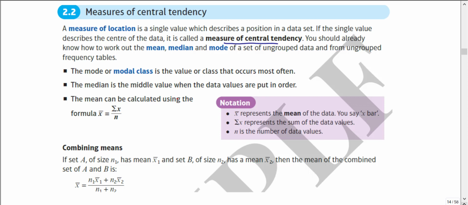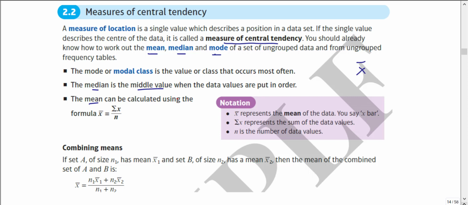You should already know how to work out mean, median, mode. We studied this in O levels, right? In math O level. Mean, median, mode. Mean means our average. Usually we write X bar like this. X bar. This is mean. Median is the middle value. The value in the middle.